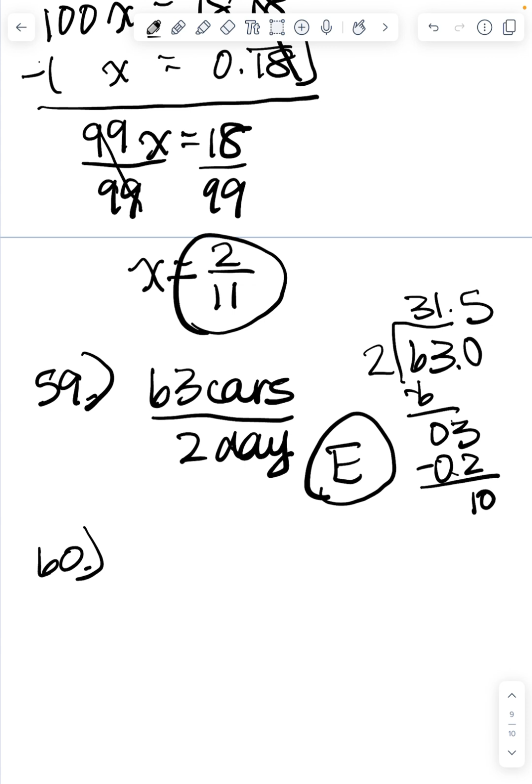Number 60, which proportion is equivalent to 3:5 as x is to 15? List all the correct answers. Okay, well, A, I just wrote down, so that one would be there. B would not be correct because the 15 and the x, that's the wrong order. C, 3 is to, yeah, that one would work. C would work. And 3 is to x as, yeah, so D would work as well.